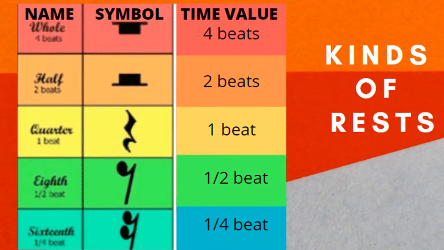Here are the kinds of rests. We have the name, symbol, and time value. The first is the whole rest with 4 beats. Next is the half rest with 2 beats. The quarter rest with 1 beat. The eighth rest with 1 half beat. And the 16th rest with 1 half beat.